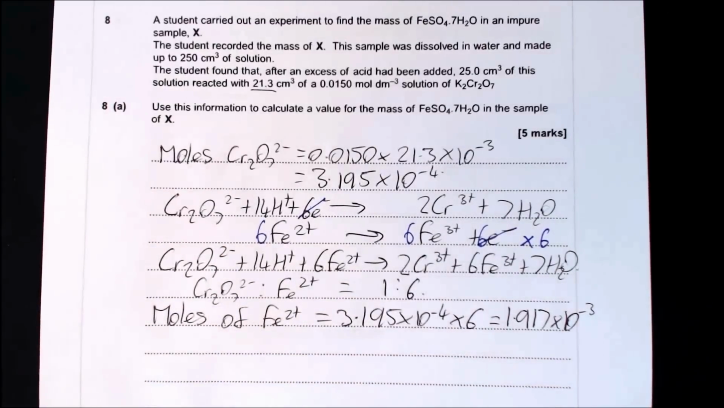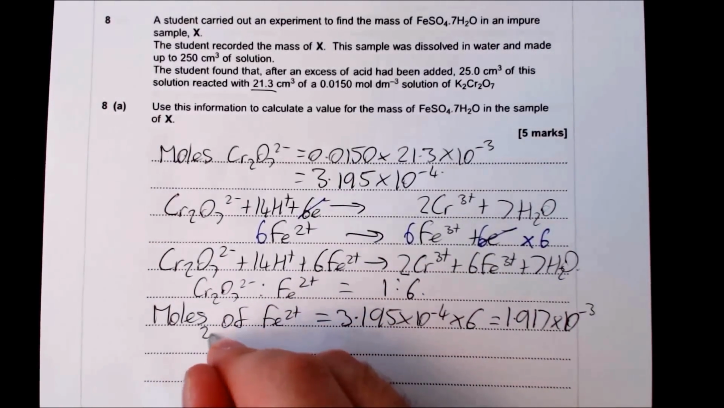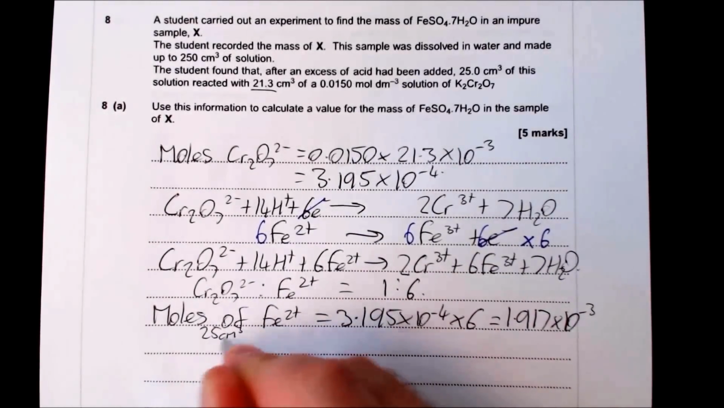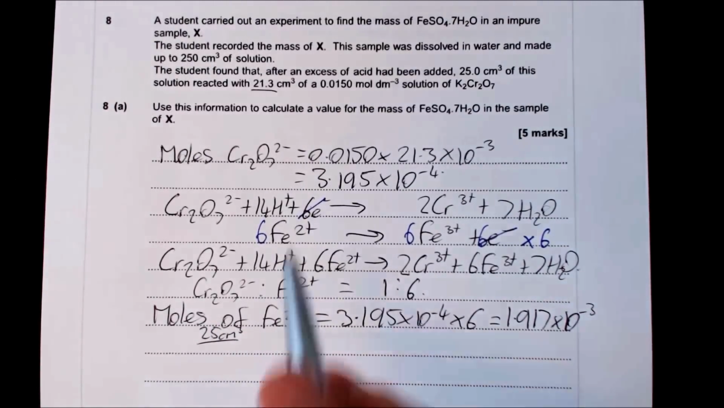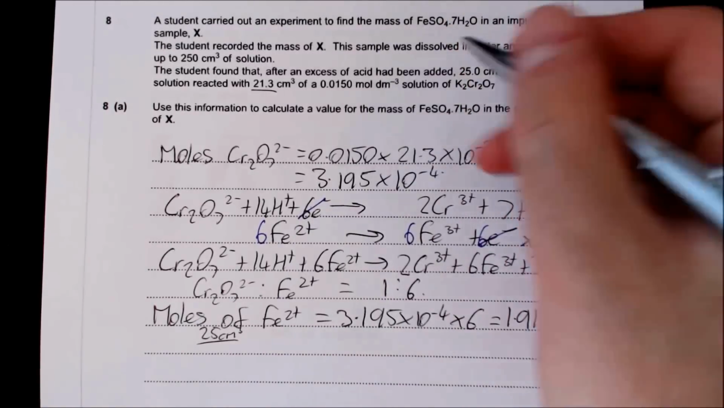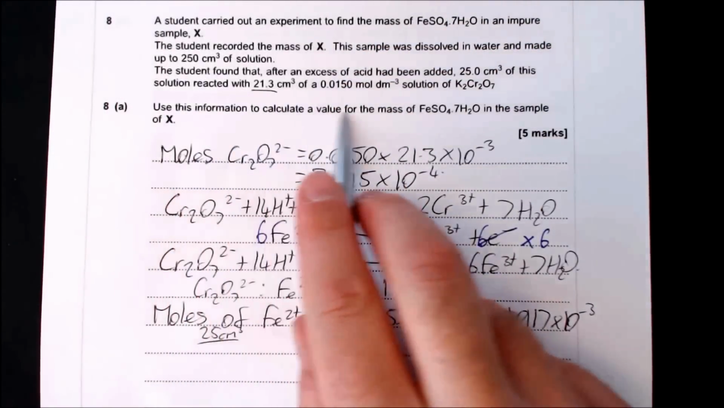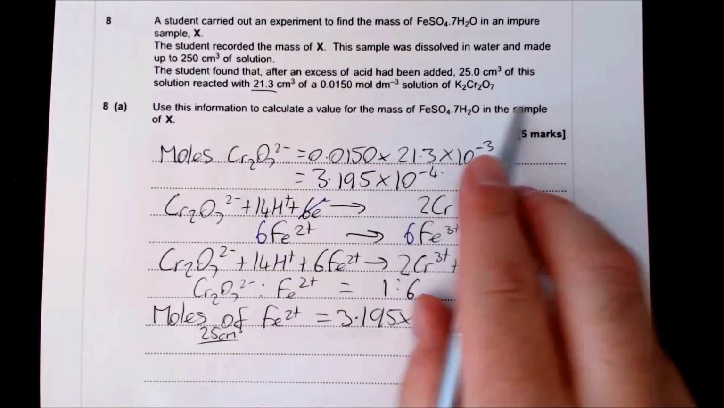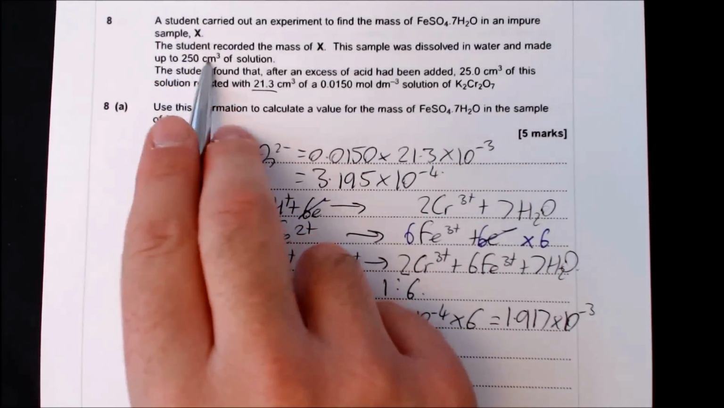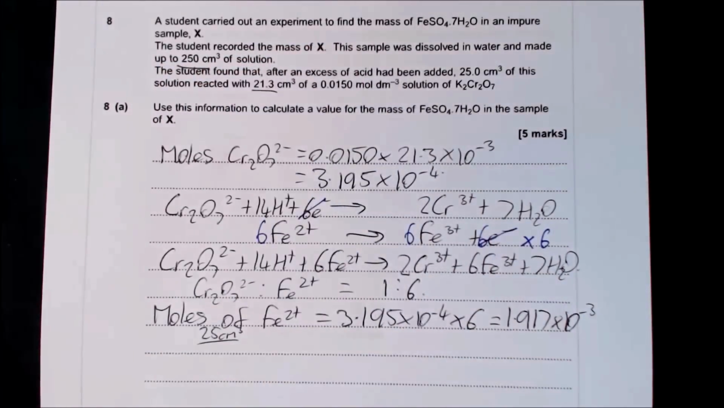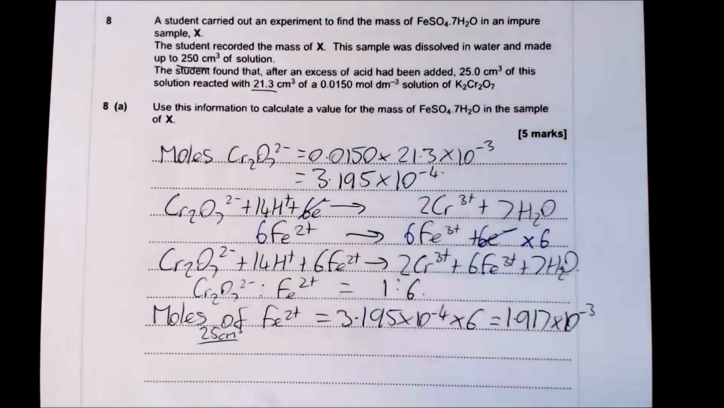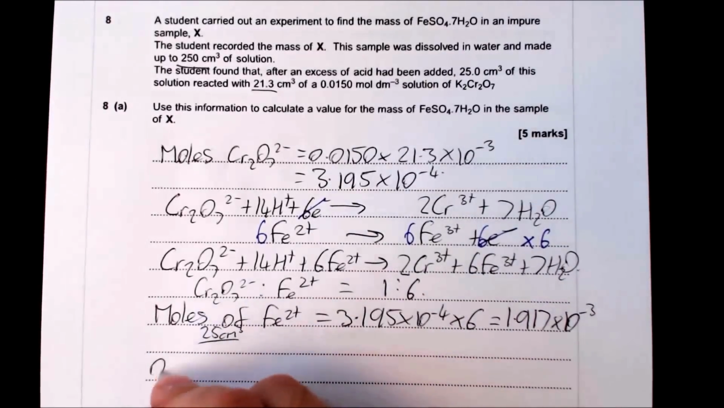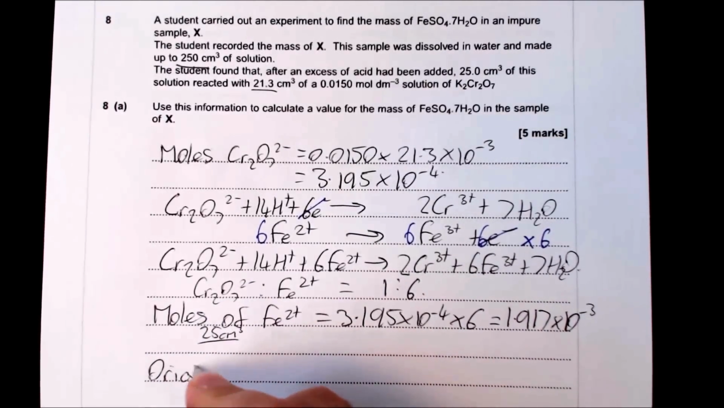That's the number of moles of Fe2+, but this is in the 25 centimeter cubed sample, because that's what we're titrating against. So we've got that amount of this in our conical flask. But the question did ask to calculate the mass of this in the sample X, and sample X was in a 250 centimeters cubed solution. So we need to work out the number of moles of this in the bigger flask, the original flask. So that's what we're going to do now.